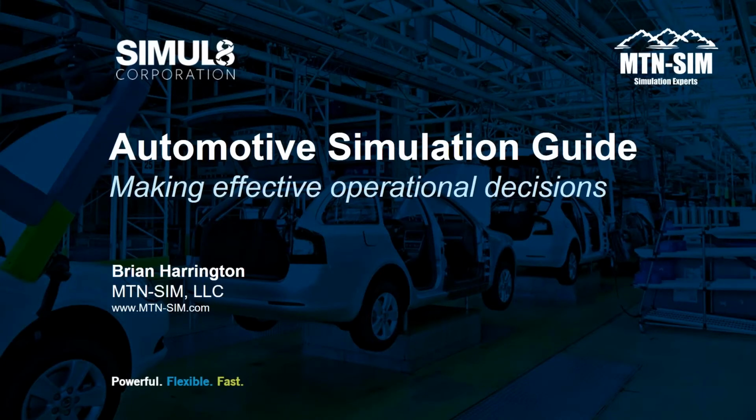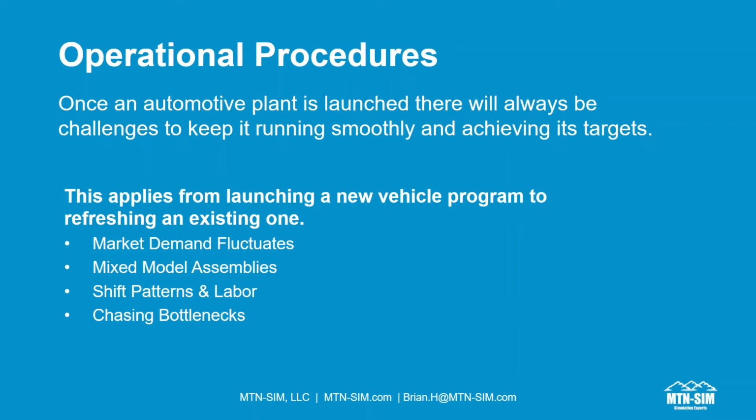We're continuing on with our automotive simulation guide. We just covered the design phase. Now we're going to be stepping into the operational decisions, or the operational procedures phase. This is where, once we have implemented our design and the plant is launched and up and running, we're often looking at the best way to actually run this plant. We can step into looking at the shift patterns and different operating rules. So we're going to spend a little bit of time looking at some of these operational decisions.